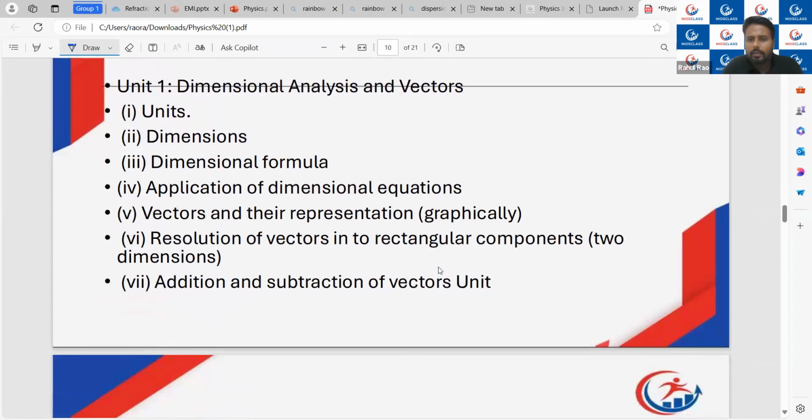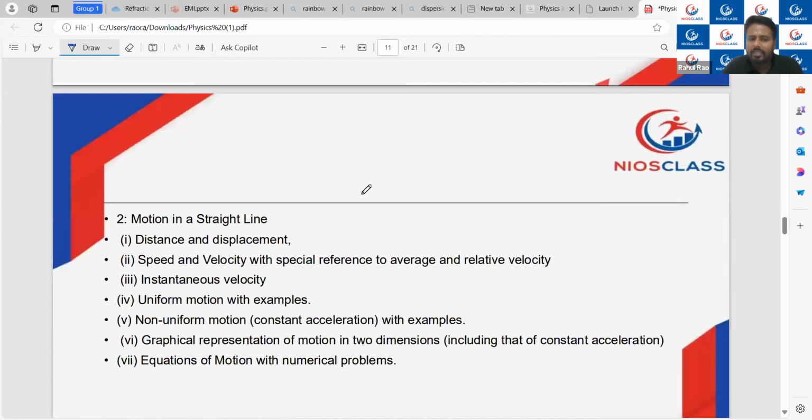If I talk about it in detail, suppose the first chapter is dimension analysis and vectors. What is inside the chapter, we can also provide: units, dimensions, dimensional formula, applications. So these are basic physics.